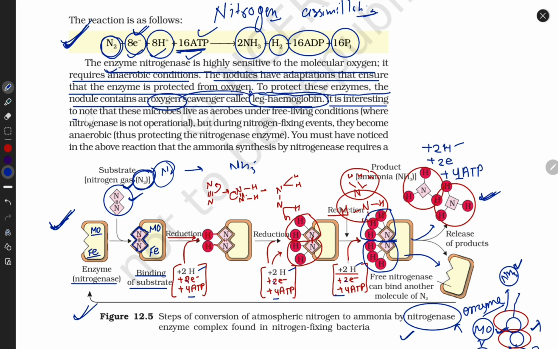It is interesting to note that these microbes live as aerobes under free-living conditions, but during nitrogen-fixing events they become anaerobic. You must have noticed in the above reaction that ammonia is synthesized by the nitrogenase enzyme. So this part is complete.